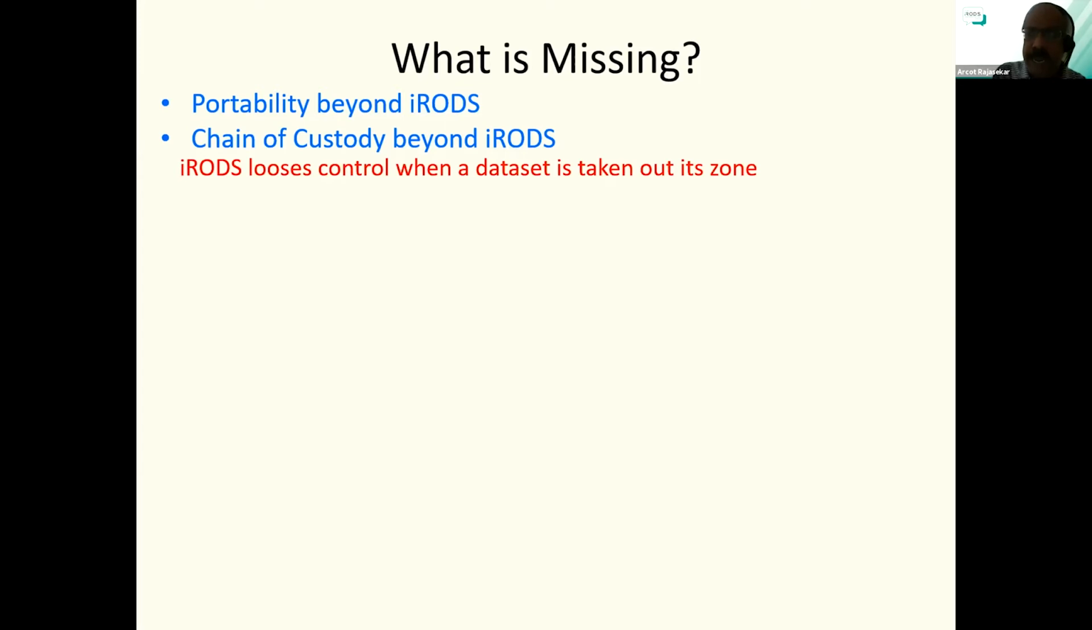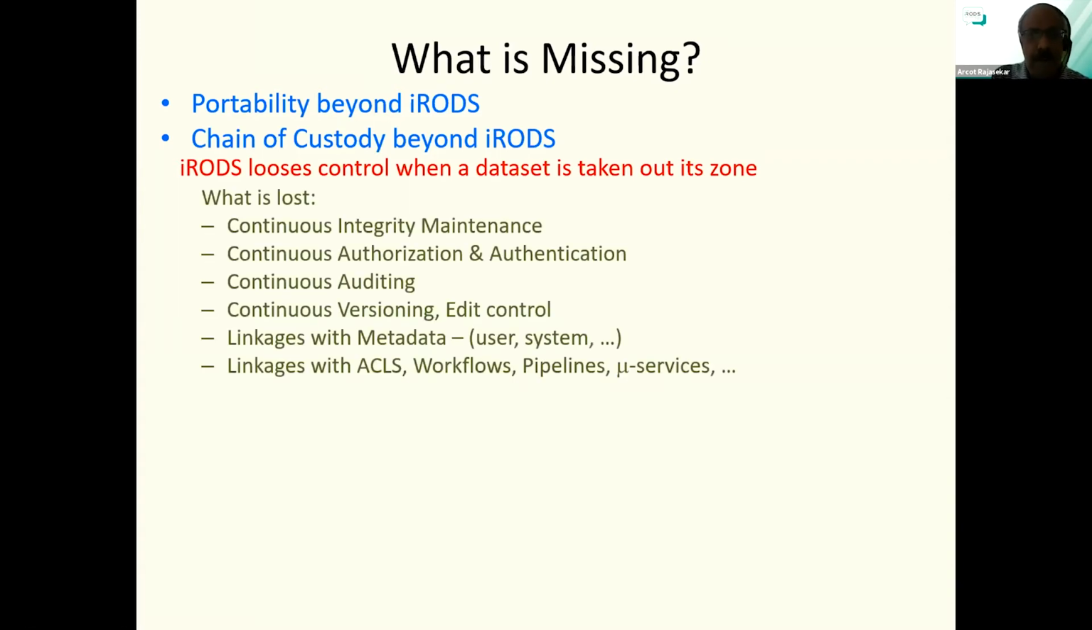So when you take a data set out of iRODS, internally you might be able to provide the chain of custody using access control lists and using a good level of authentication and authorization, and also using an audit trail. But once it is out of it, you don't have any control over that. And even when you're doing these types of things, you lose all the things which we talked about before. Integrity maintenance, authorization, authentication, auditing, versioning, and so on and so forth are all lost as we take a data set out of the iRODS system.